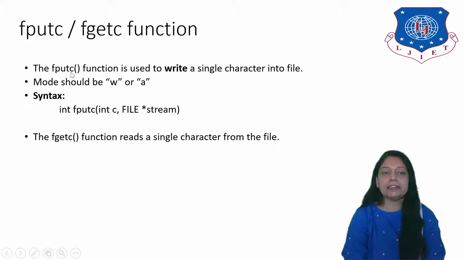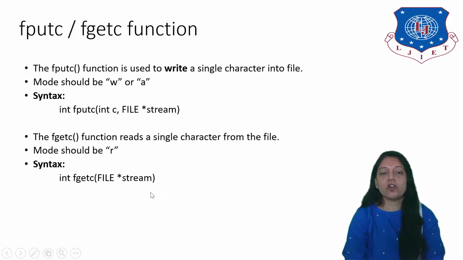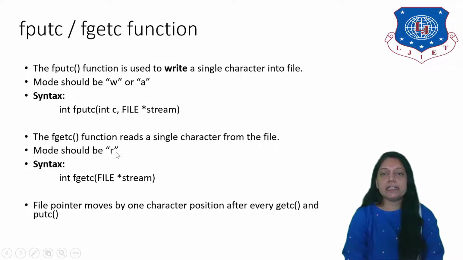So if you want to write a character in a file, use the fputc function. If you want to read a character from a file, then you will use the fgetc function. In fgetc, the mode compulsorily should be R, or you can use R plus, W plus or A plus as well. The syntax of fgetc is fgetc in brackets, you need to give the file pointer. fgetc is going to return the character that has been read. The ASCII value would be returned, so because of that, the return type of this function is integer. So as I said, fputc and fgetc are used for reading and writing a single character in a file.